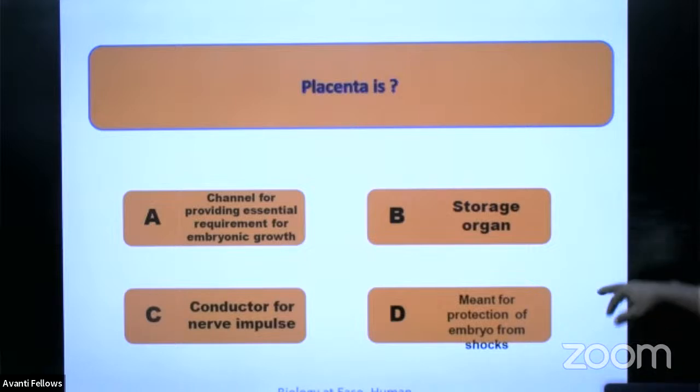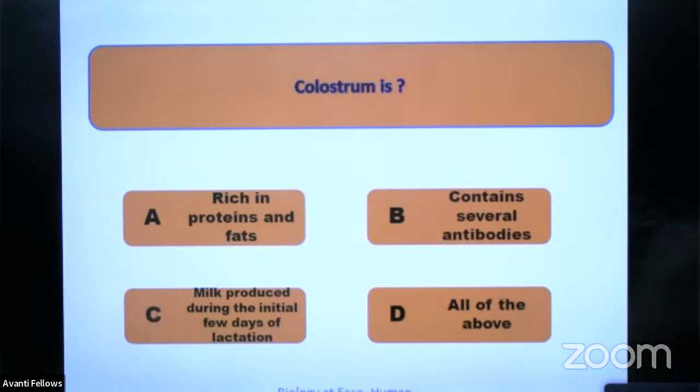Then we will move to question number 41, that is colostrum.